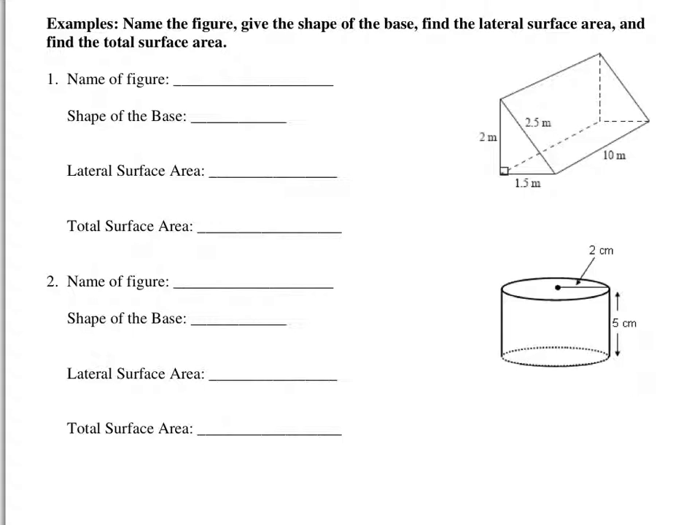First, we have a prism, and the reason I know it's a prism is because I have two bases and it is perpendicular to each of them, and the base is not a circle, otherwise that would be a cylinder. So the name of my figure is a triangular prism. Remember, we name it based on the shape of the base, so my base itself is the triangle. Next, the shape of the base is a triangle.